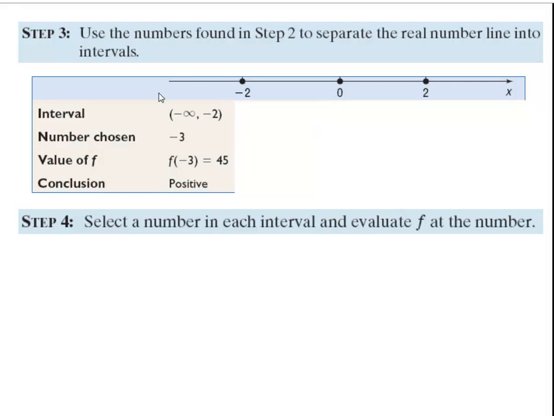Right, so in this interval from minus infinity to minus 2, I chose x equals -3. And I'm plugging it into my original polynomial, x to the 4th minus 4x squared. And that's what I'm plugging into. So if I plug this into x to the 4th minus 4x squared, I'm going to get 45 as a result. And I'm just pointing out to myself that that's positive.